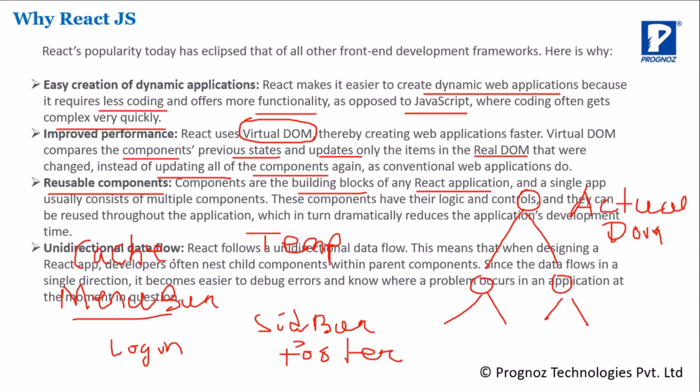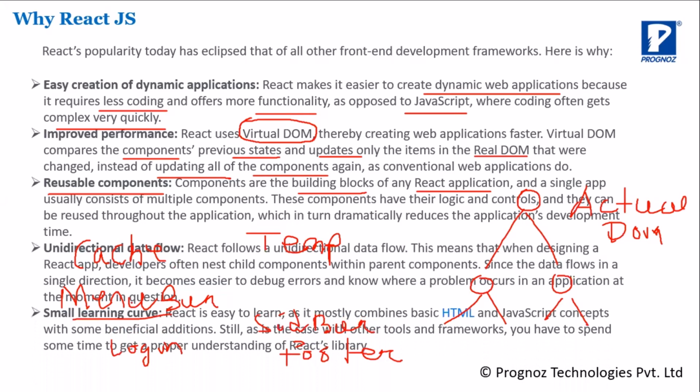So from parent component to child component we can pass the data. That concept is called unidirectional data flow. React follows the concept called unidirectional data flow. It means when designing a React application, a developer can send the data from parent to child component. Since the data flows in a single direction, only one way we are sending the data, there is no two-way data communication in React. So that's one benefit we are getting, because React uses the unidirectional data flow concept. Next, small learning curve.